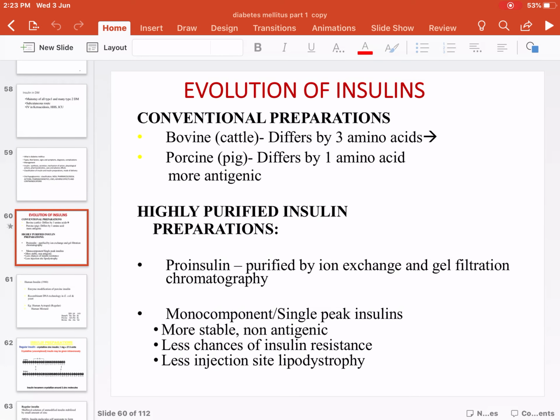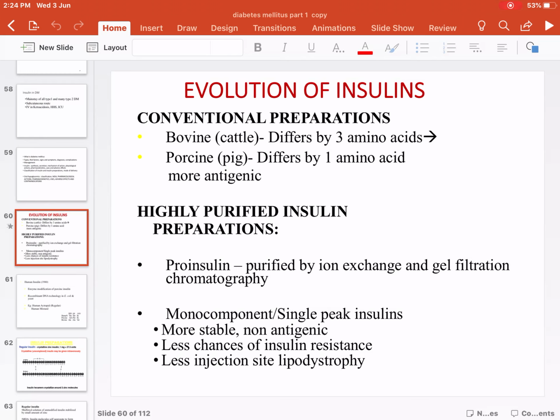What are the preparations of insulin we have? We have conventional preparations, those which we obtain from animals, like bovine insulin and porcine insulins. Bovine insulin differs from human insulin by 3 amino acids, whereas porcine differs by 1 amino acid. These were highly antigenic because they were from a different species. So they got highly purified insulins.